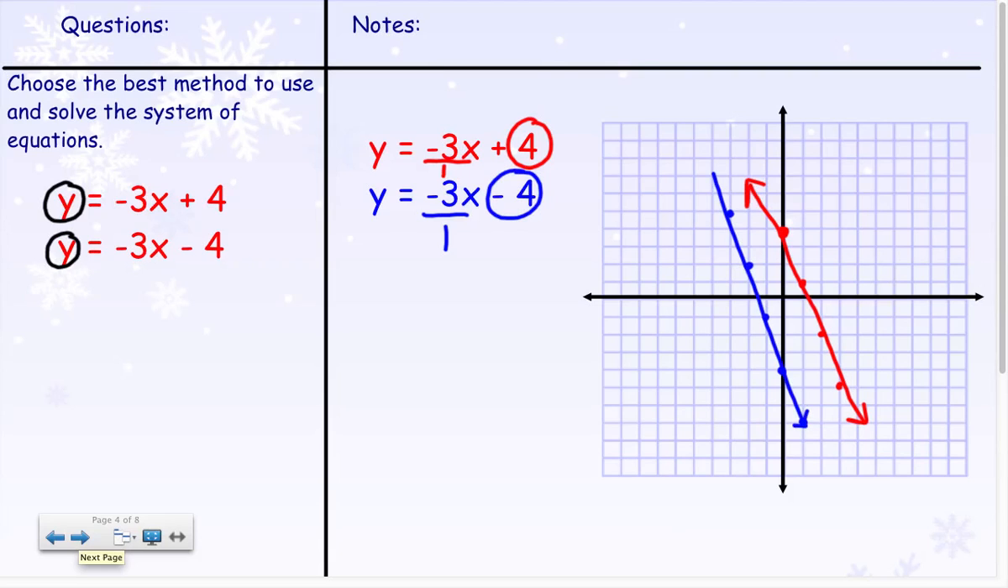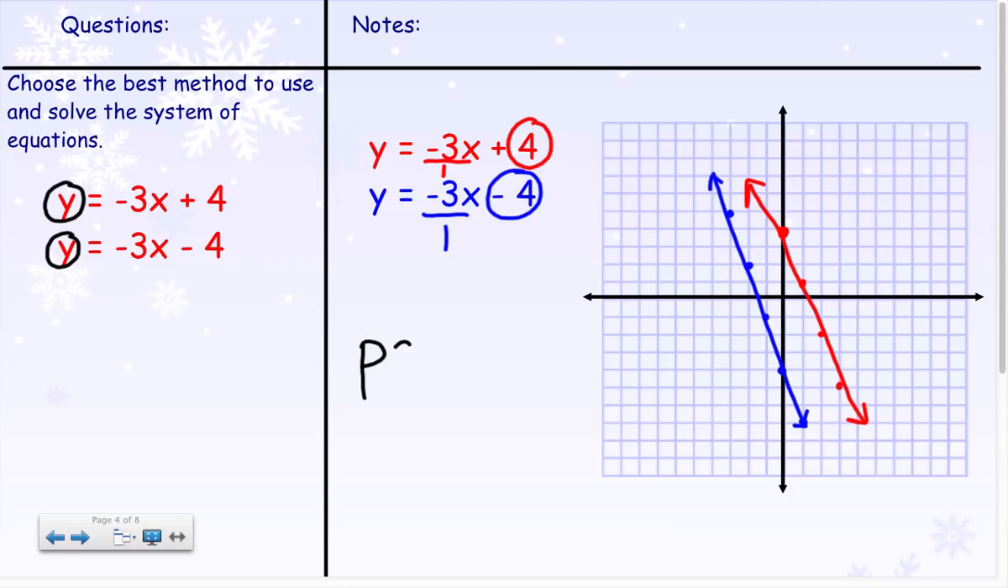And I think I did one of those dots wrong. Let's see, 3 over 1. Oh, maybe not. Okay, so looking at those lines, they look like they're parallel. The way we know for sure whether or not they're parallel is they have to have the same slope, which, if I look at the two equations, they both have a slope of negative 3, so yes, they are parallel.